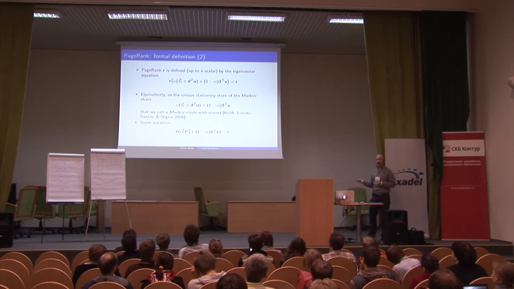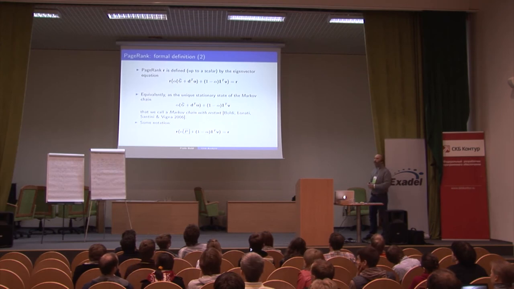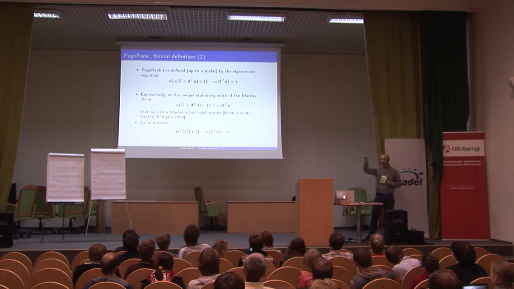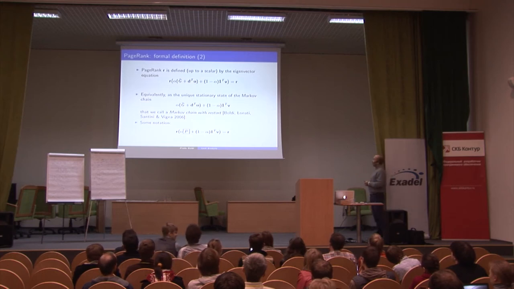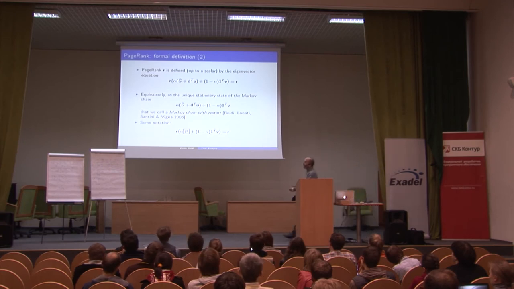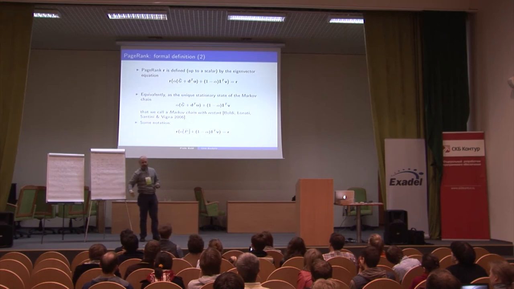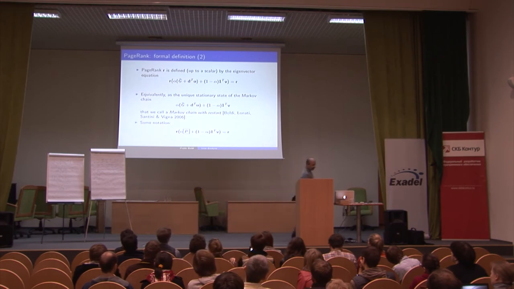What is 1TV? You tell me. It's not exactly the identity matrix. It's a matrix whose rows are all equal to V. So it's V, V, V, V, V, V, V. It's many copies of V. It's a rank one matrix. And what I mean is that I take this matrix here and I combine it with another very simple matrix that is V, V, V, V, V, V, and I use alpha and 1 minus alpha as the two coefficients.